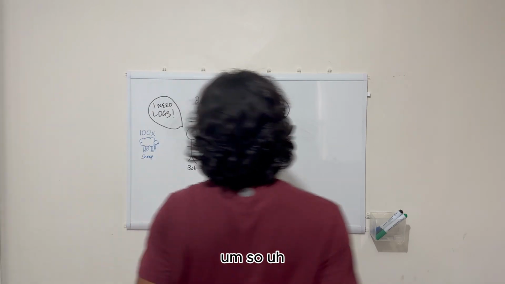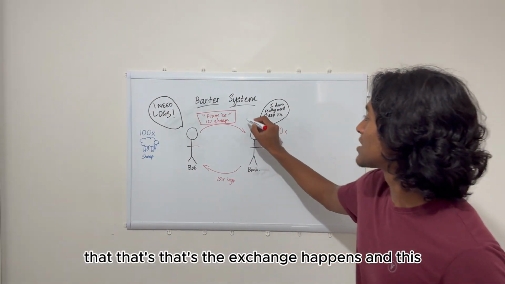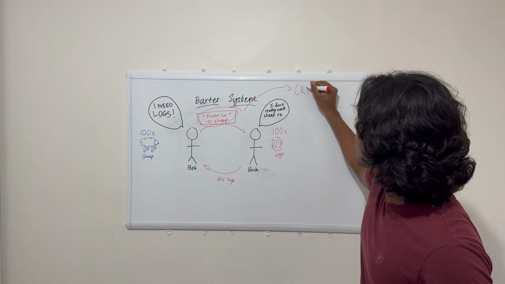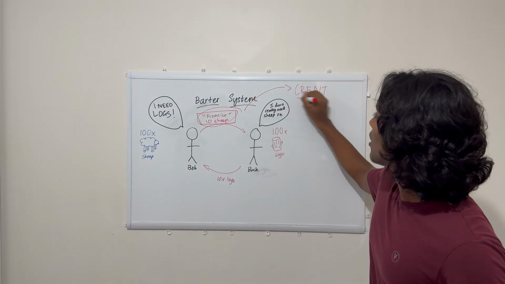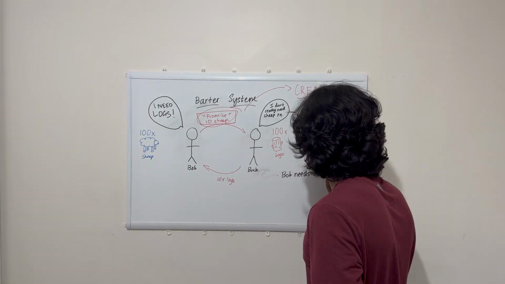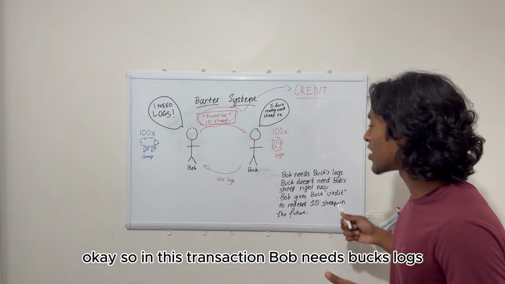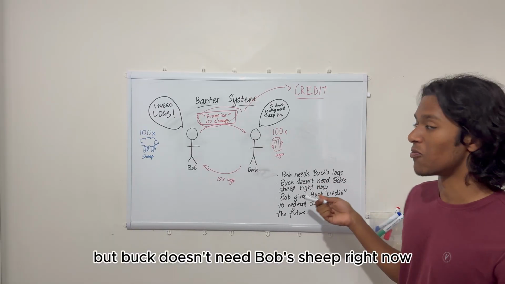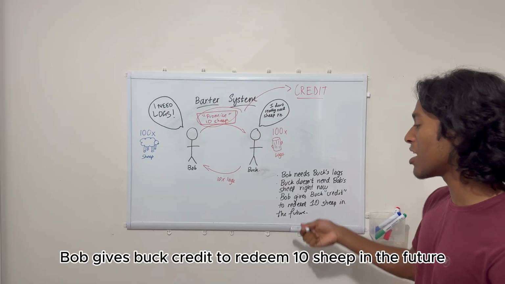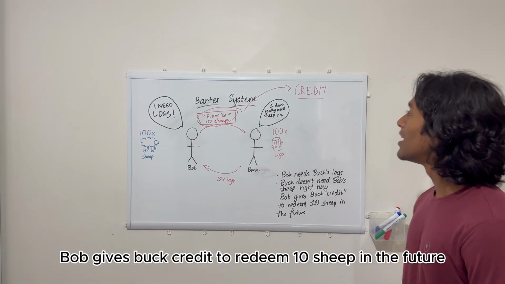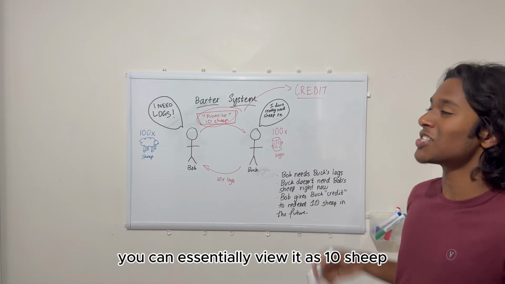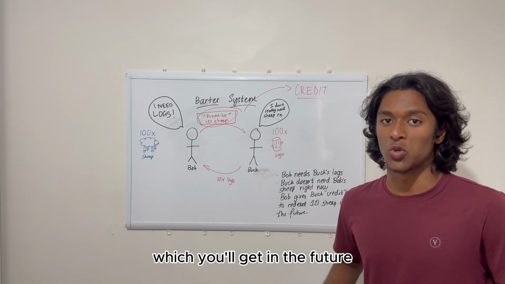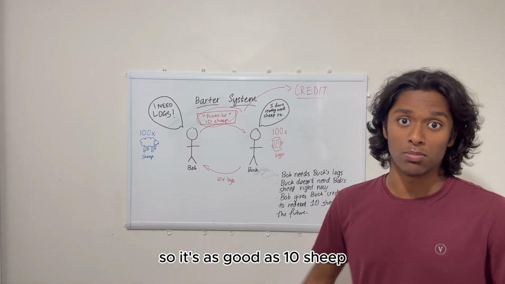That's the exchange, and this thing right here is what we call credit. So in this transaction, Bob needs Buck's logs, but Buck doesn't need Bob's sheep right now. So Bob gives Buck credit to redeem 10 sheep in the future. You can essentially view this credit as 10 sheep because it represents 10 sheep which you'll get in the future. So it's as good as 10 sheep.